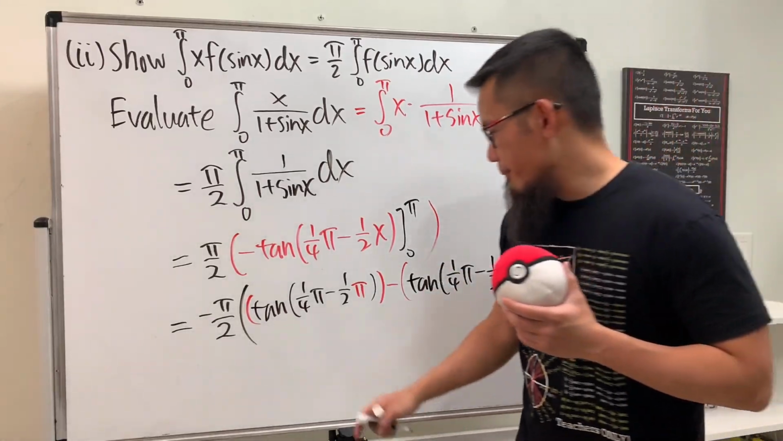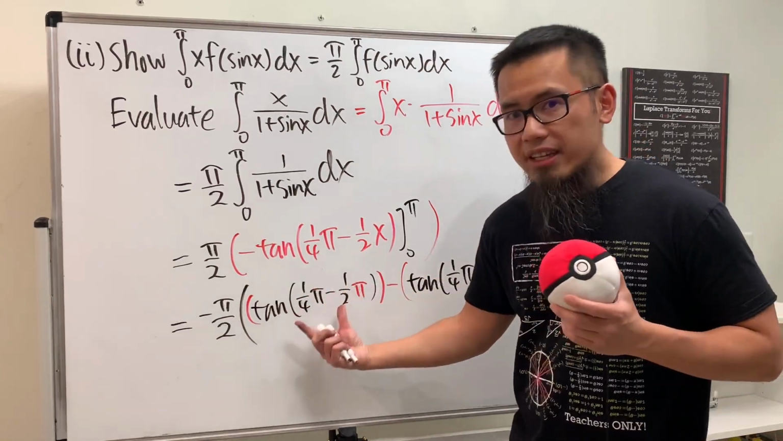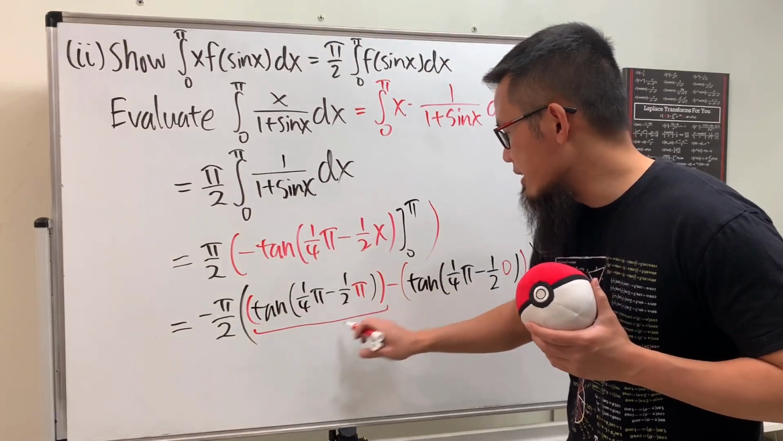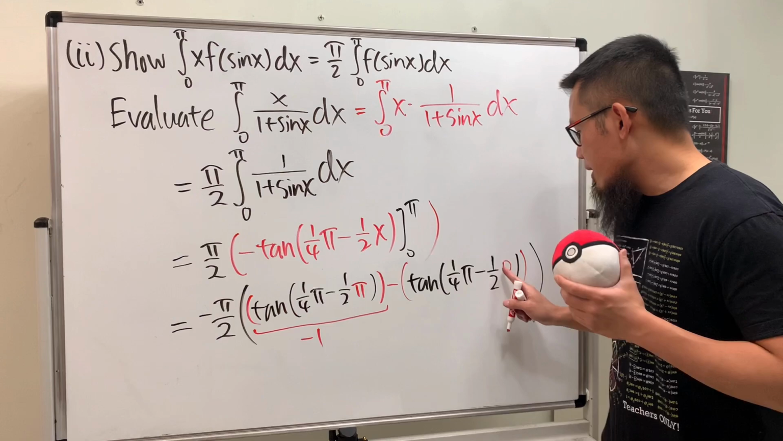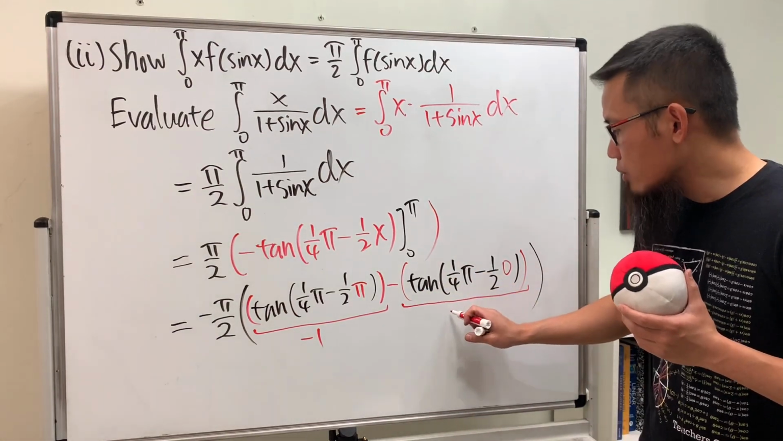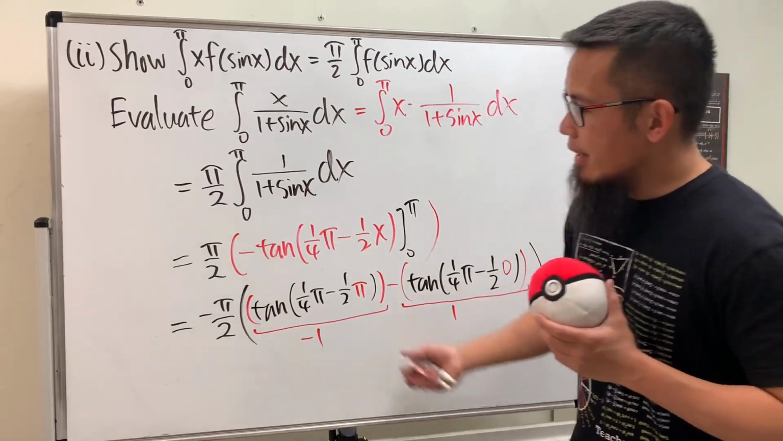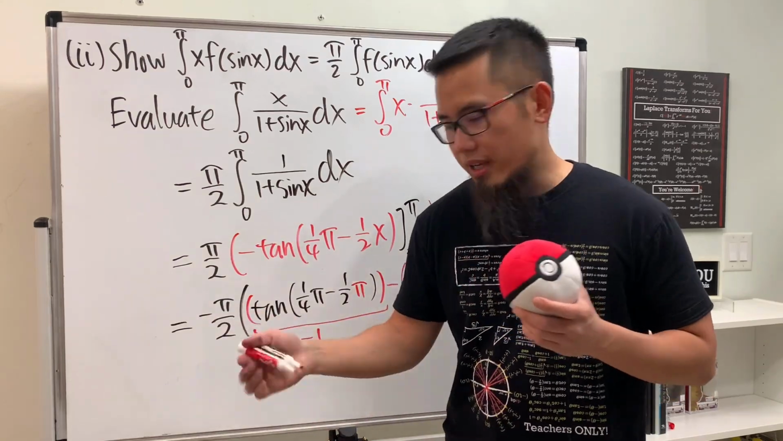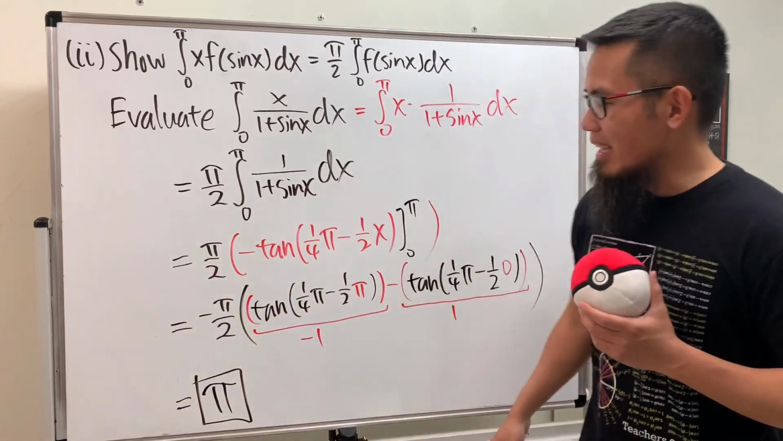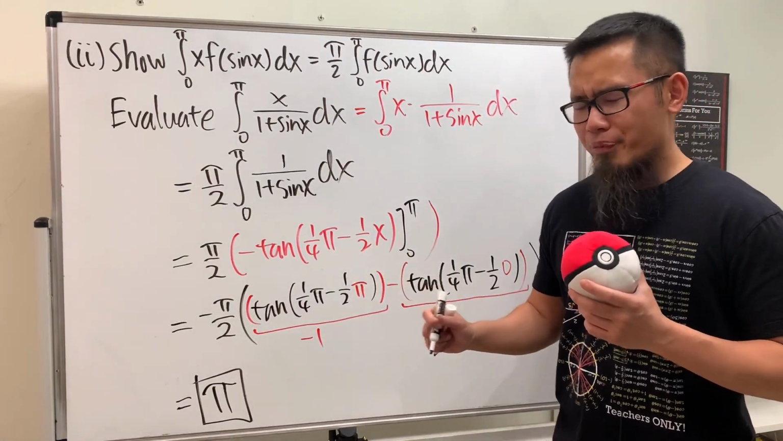All right, now let's do this in our head. This is pi over 4 minus pi over 2, which is negative pi over 4. So this right here becomes negative 1. And this right here is just 0, so we have tangent of pi over 4. So this right here is actually just equal to 1. Negative 1 minus 1, which is negative 2, times negative pi over 2. Altogether, we just end up with pi. Oh my god, yes, it's that number again, isn't it? Okay, so that's part 2.